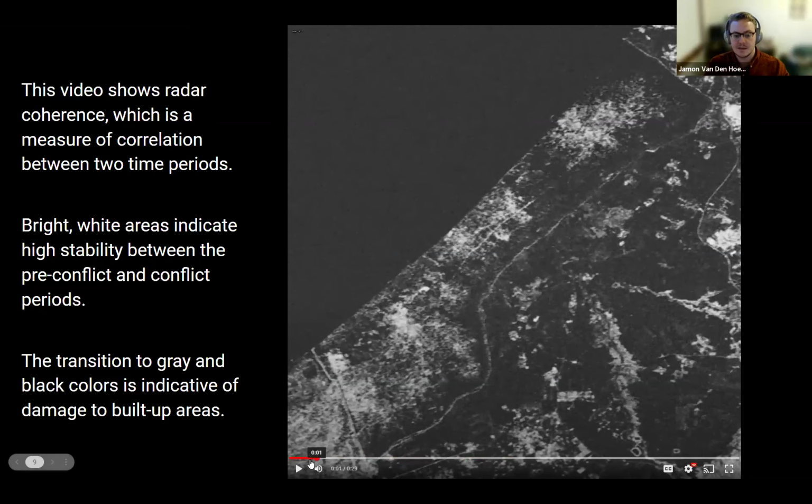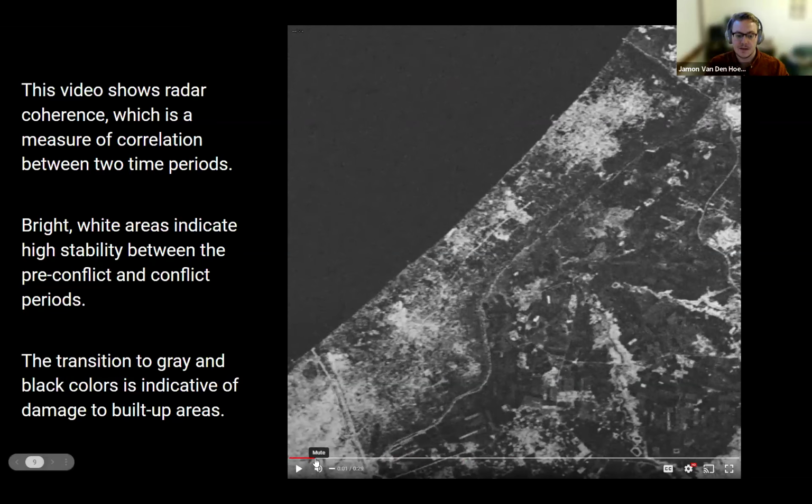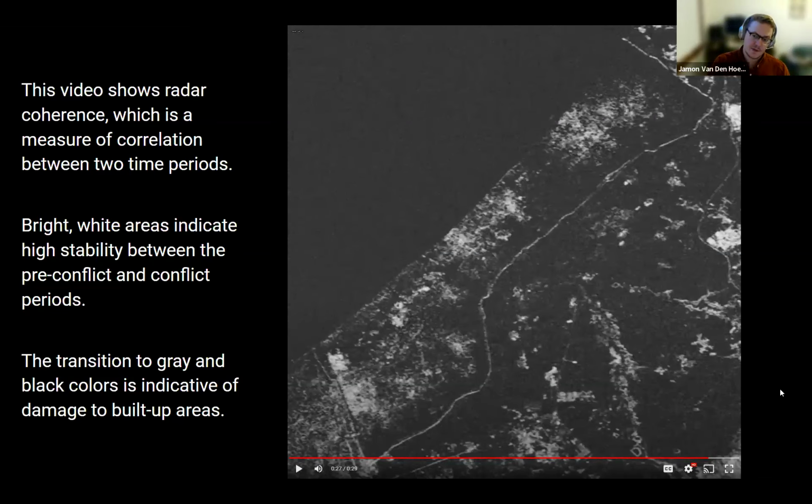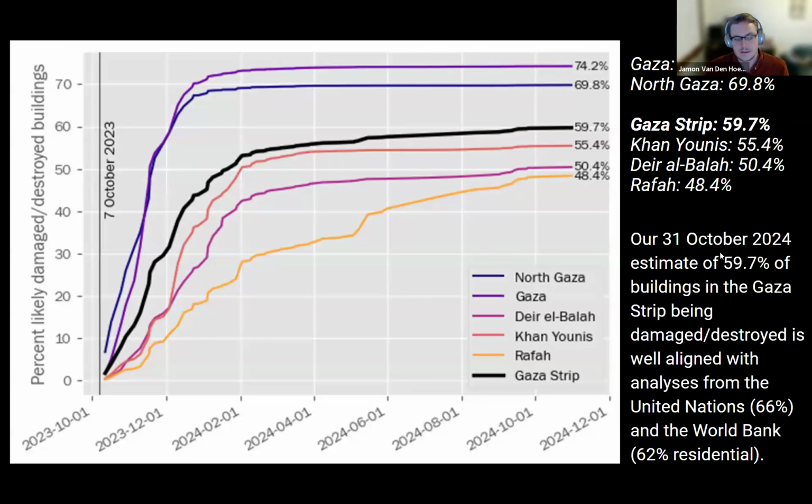And so we see these bright white areas at the beginning here, highly urban, dense environments, and then let's jump to the end. So much of what was stable looks totally different. It's not as if there's nothing there, it's just a completely different form and structure. So we've tracked these kinds of changes over the course of the war.